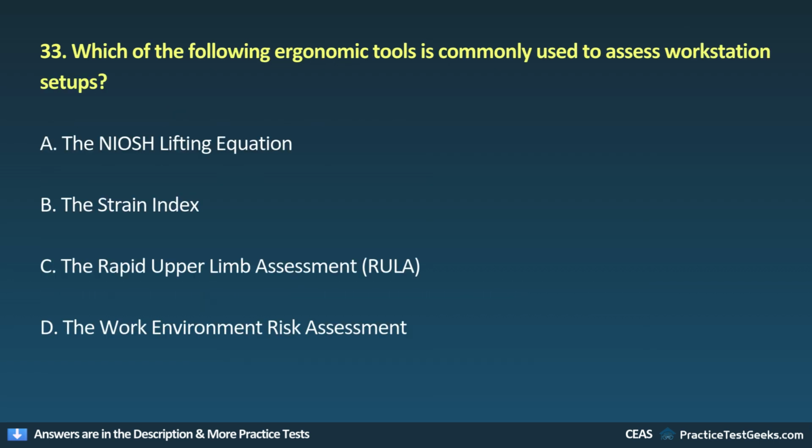33. Which of the following ergonomic tools is commonly used to assess workstation setups? A. The NIOSH lifting equation. B. The strain index. C. The rapid upper limb assessment, RULA. D. The work environment risk assessment.